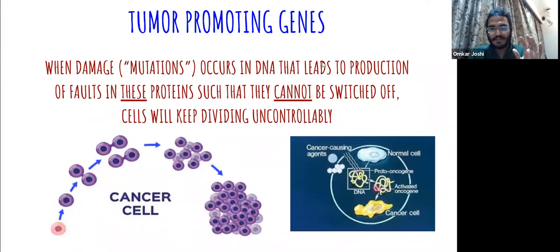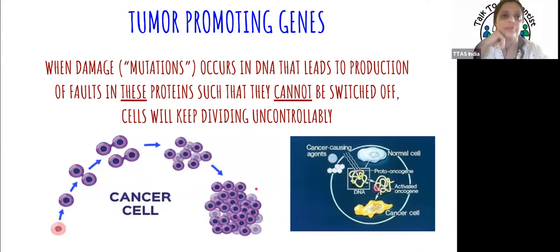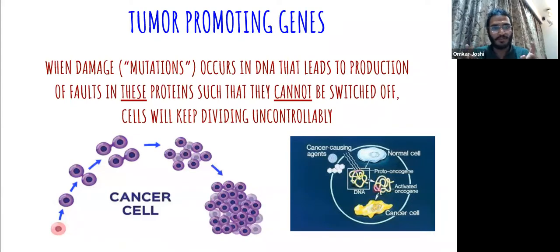Is this okay? So you have a cancer causing agent which goes and tampers your DNA. There's a proto-oncogene. Now it's an activated oncogene. It will keep telling the cells to divide, and you'll have a nice mass of cells, which we call a tumor. So this is how damage in a proto-oncogene or a tumor promoting gene will cause cancer. Questions?